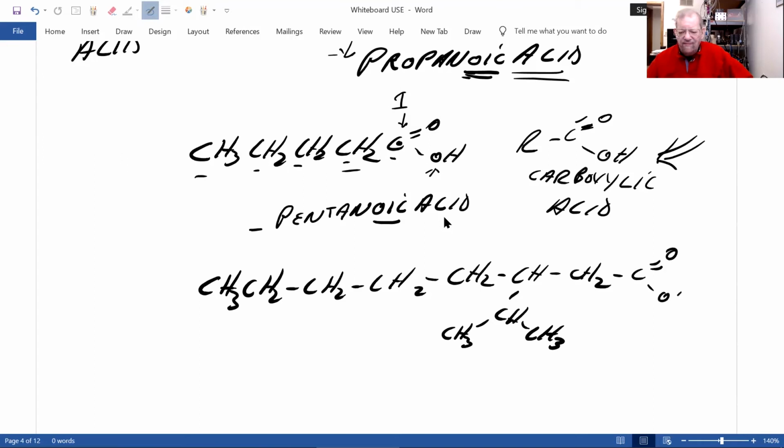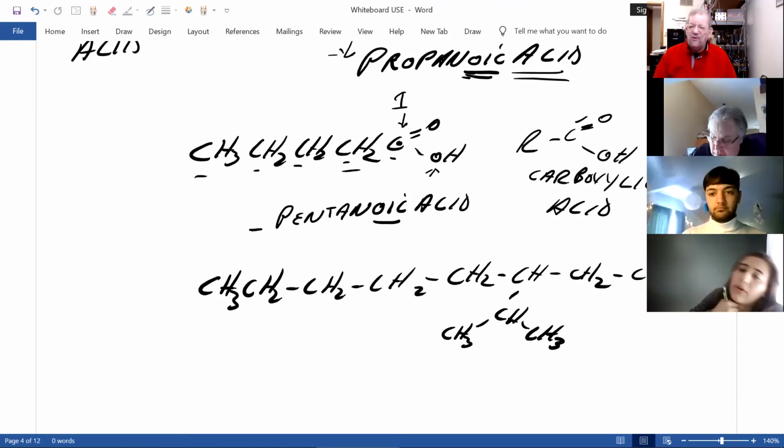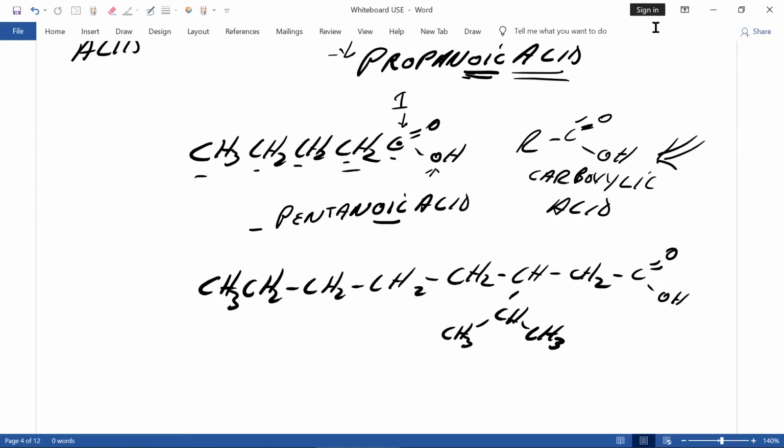And here's one for you to have fun with. What would be the IUPAC name of the following molecule? Oops, let me get out of the way there. And now you can write it down.